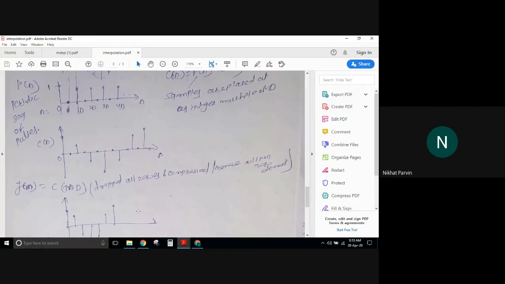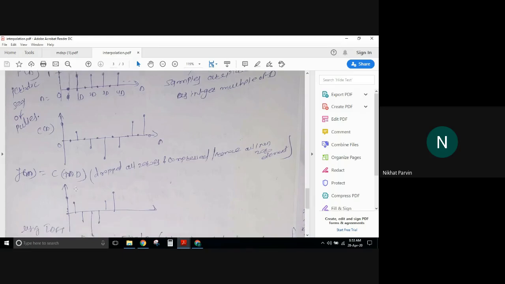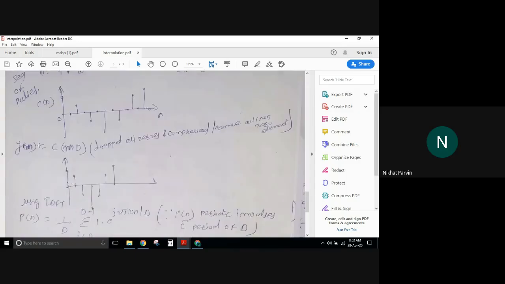So that means, let us say I'm writing one more, y of m equals c of md. Either you can see here n, or you can write it as m. Just make a note that all I'm talking about is in terms of m. Now y of n equals c of md. What does c of md mean? I don't want the zero elements. I want to remove them so that I can process it easily at a faster rate.